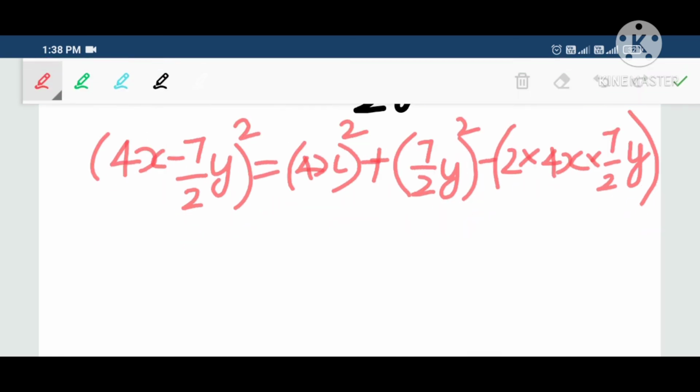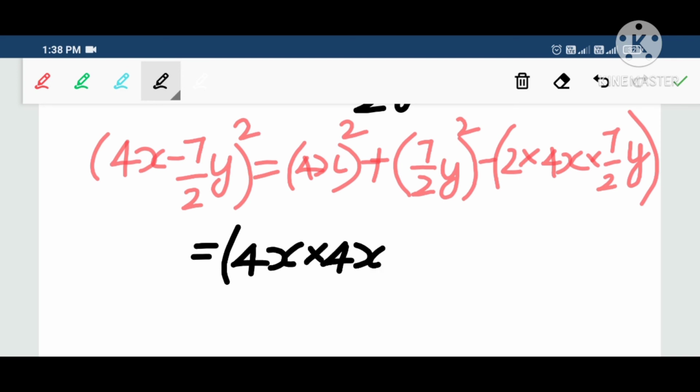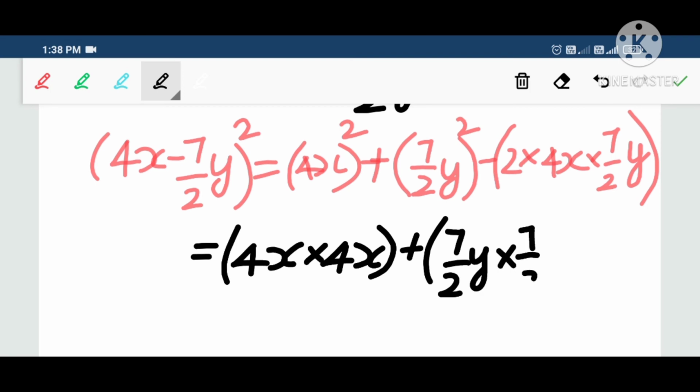So 4x square we can write in the form... you can split it into 4x as it is, same, plus 7 by 2y. So 7 by 2y into 7 by 2y. So this is the expansion, we can multiply twice.